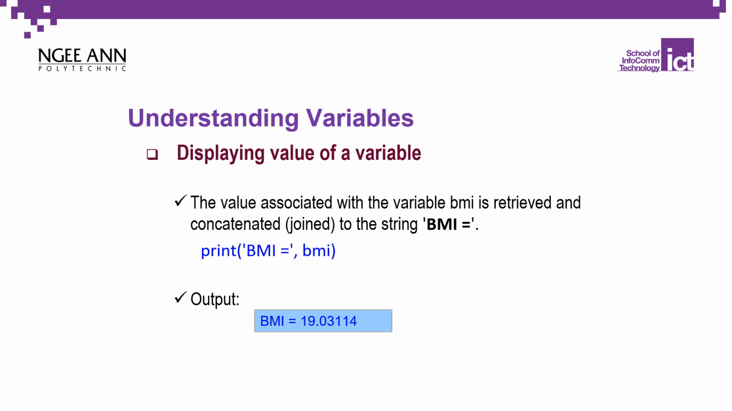Let's jump a little bit ahead and introduce the print function, which allows you to see the value of a variable on screen. Take a look at this statement: print("BMI equals", BMI). What happens is that the value associated with the variable BMI is retrieved and concatenated, or joined, to the string "BMI equals". And the following output is displayed: BMI equals, in this case, 19.03114. You can use a simple print statement to check what is the value of your variables as the program runs.